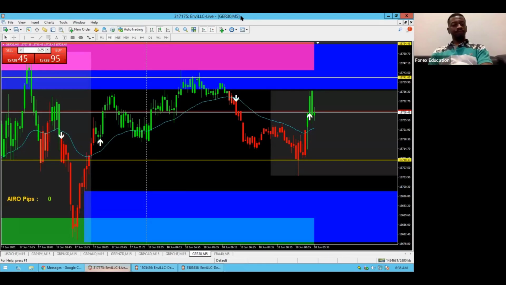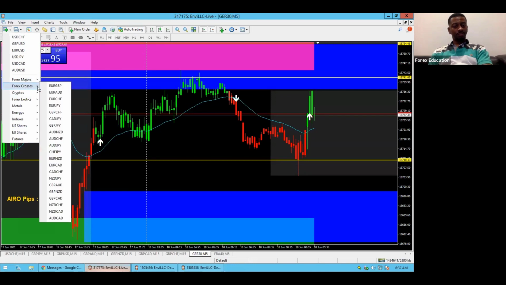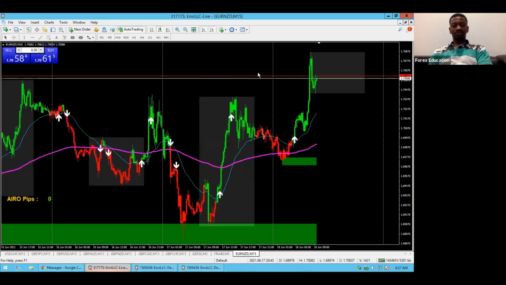Can we please look at Euro NZD 15 minutes? Let's go look at Euro NZD. Nothing going on, Euro NZD. Just chilling right now. G pairs are falling, so I'd expect Euro to be heading up, but there's nothing going on in Euro NZD right now.